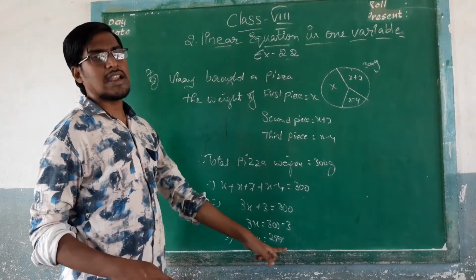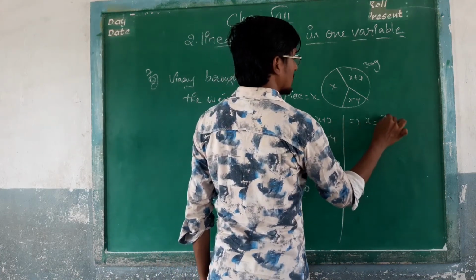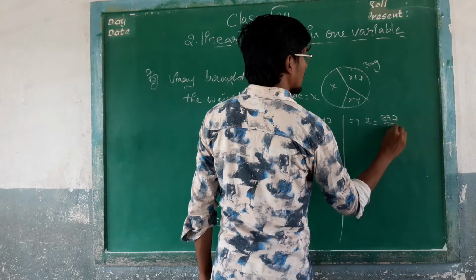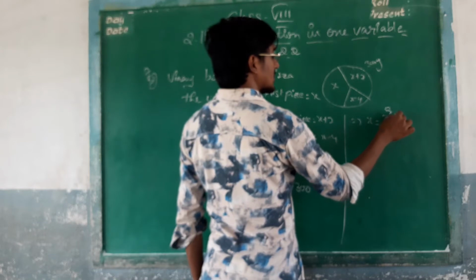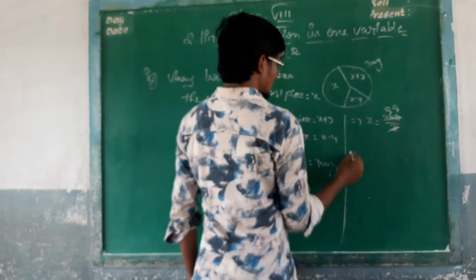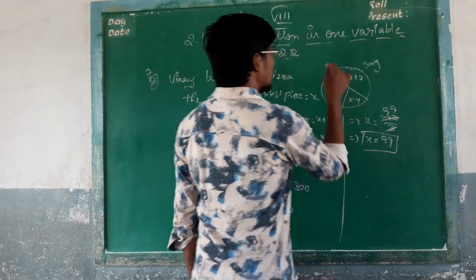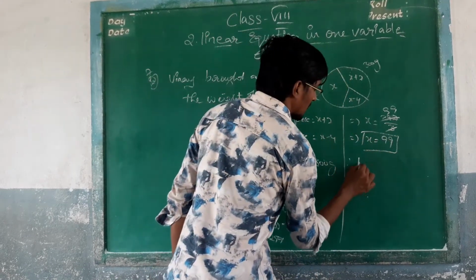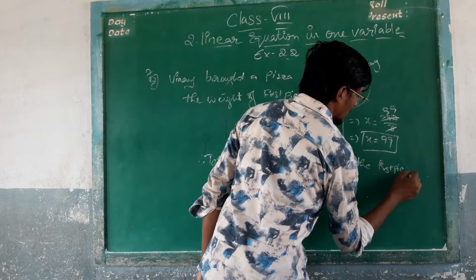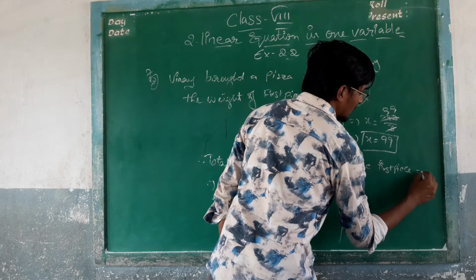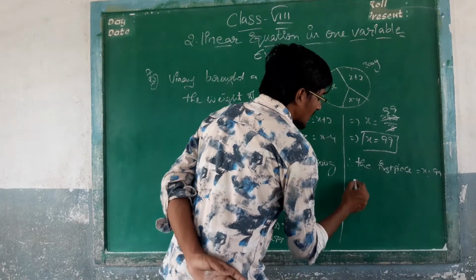Move this 3 to the right hand side. What will happen? That implies x equal to 297 by 3. 3 times 9 is 27, again 27. Therefore, that implies x equal to 99. What is the x here? The first piece. Therefore, the weight of the first piece equal to x, that equal to how much? 99 grams.